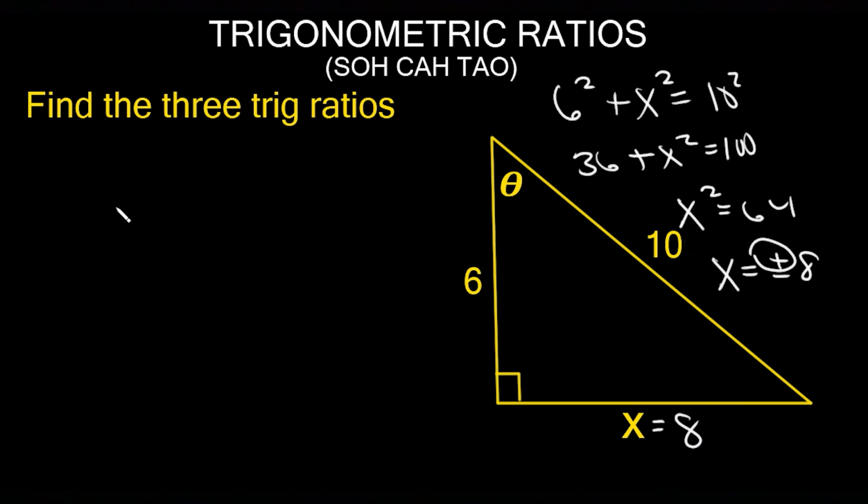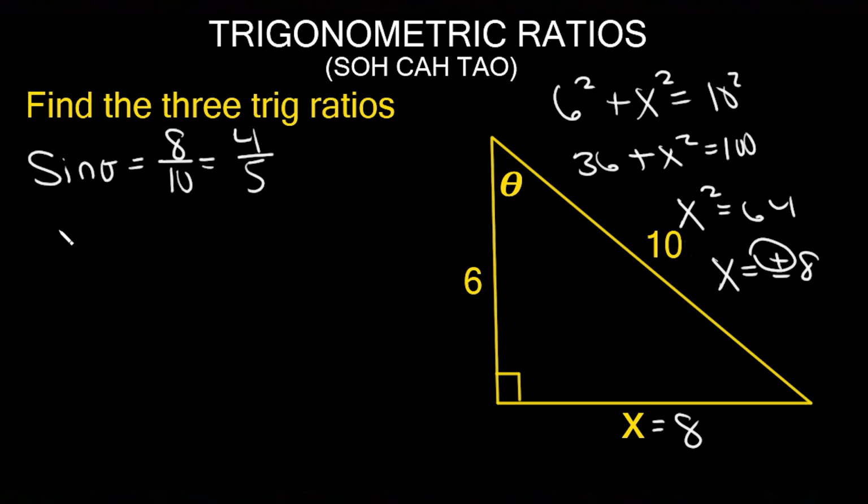So I'm going to say here sine theta. Well, sine theta is opposite over hypotenuse. So opposite, that's going to be 8. Hypotenuse is 10. And we can go ahead and reduce it. We know that 2 will go into 8 4 times, and 2 will go into 10 5 times. Okay, so there it is, 4 over 5.